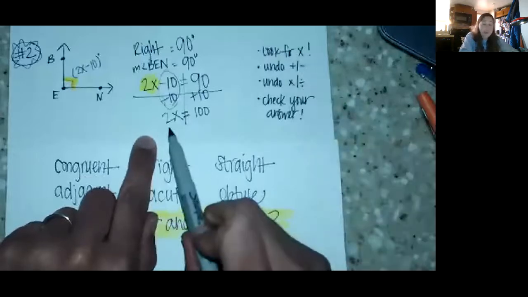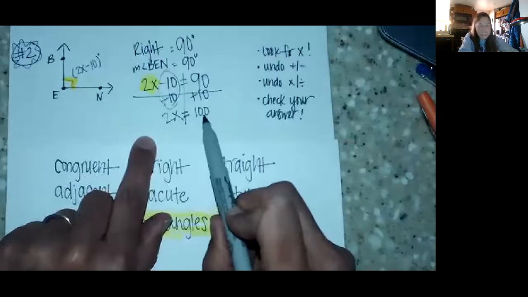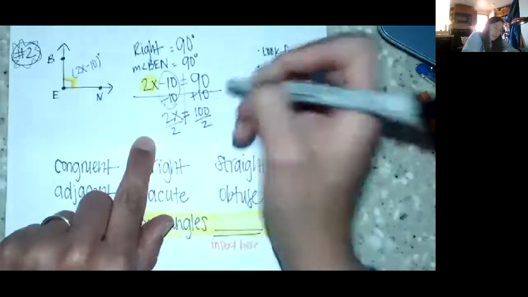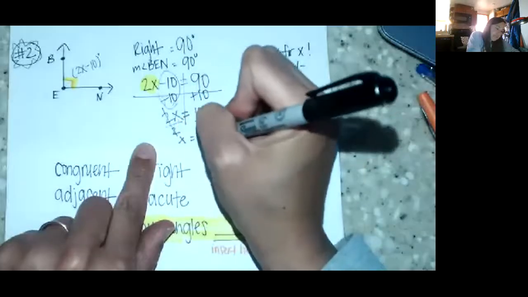So right now I just see multiplication. 2 times x equals 100. Some of you might already know what x is. I'm going to go ahead and undo that with the inverse operation and divide by 2. 2 divided by 2 is 1x, and 100 divided by 2 is 50.